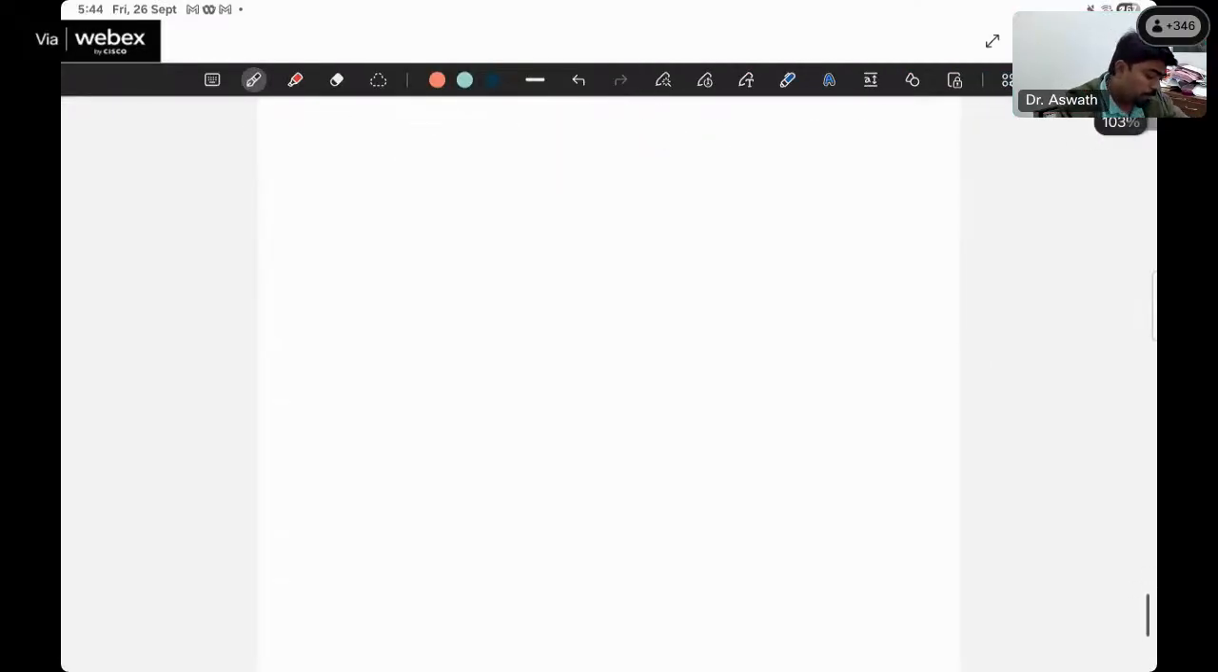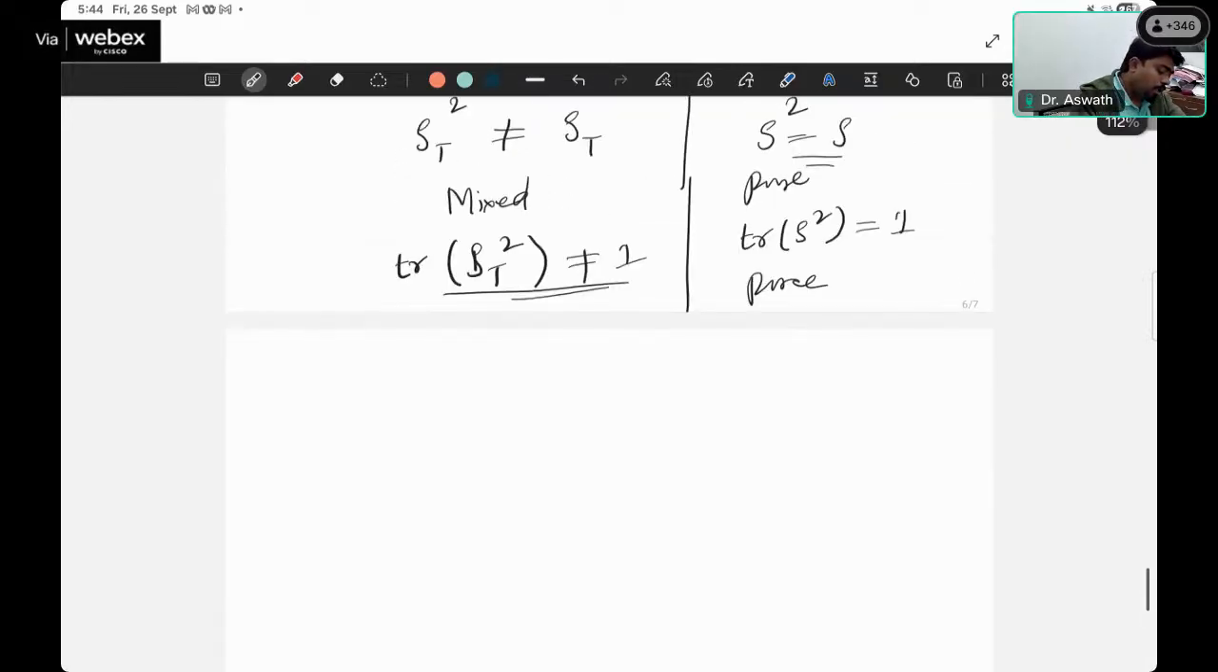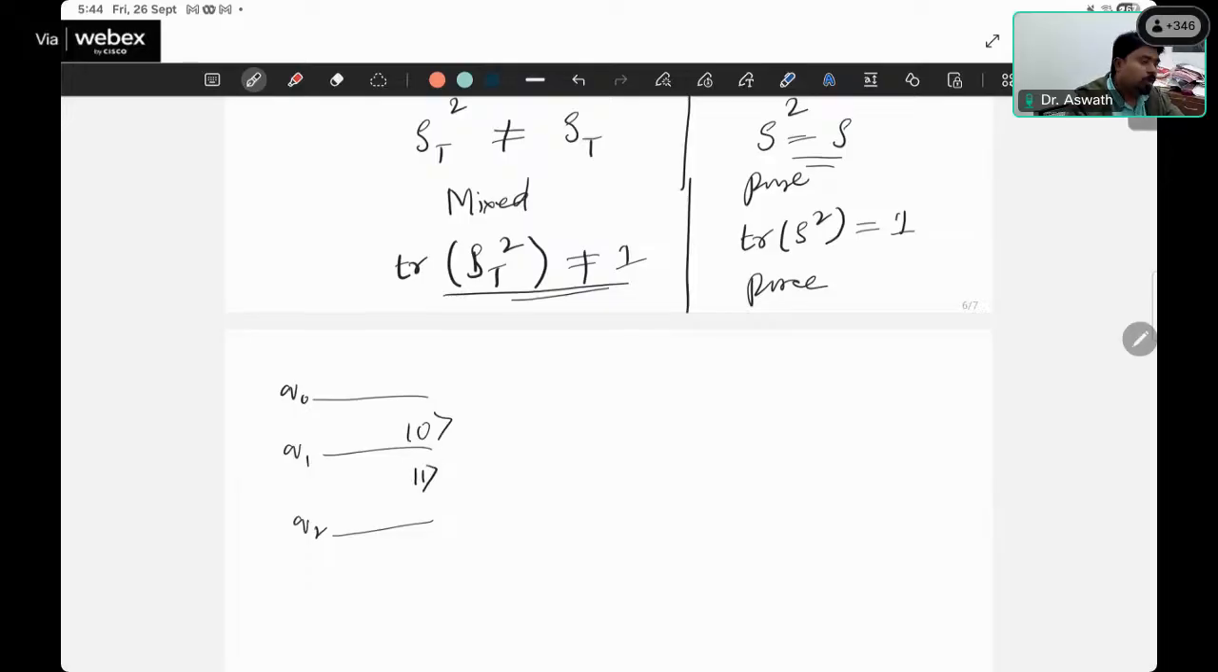Let's say I have 3 registers, Q0, Q1, Q2. I have a problem with Q1. It is supposed to be a 0 ket, but it is becoming a 1 ket. Or it is supposed to be a psi state, but it is becoming psi prime. What is that psi prime here? 0 becoming 1 means the bit flip I am talking about.